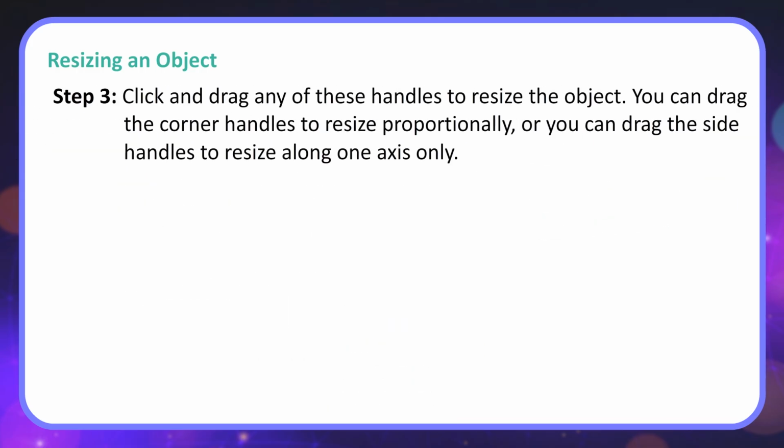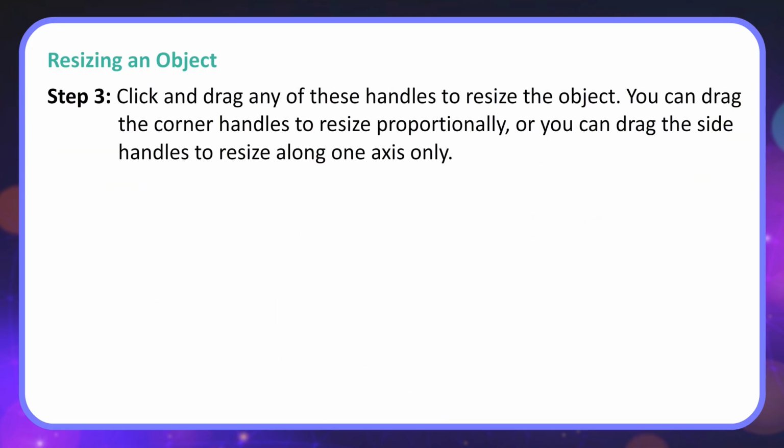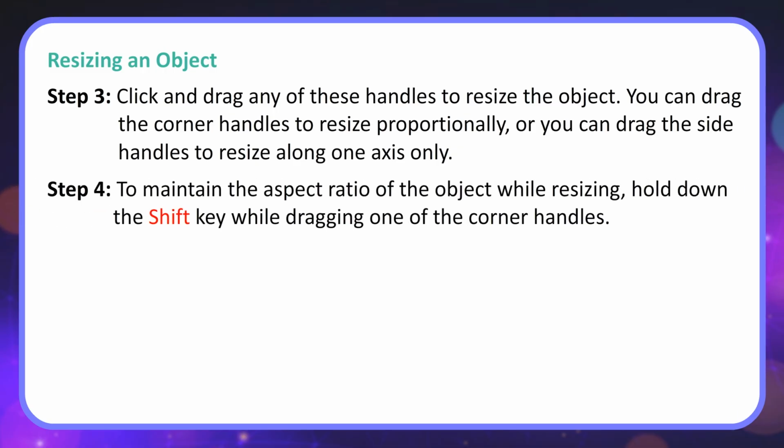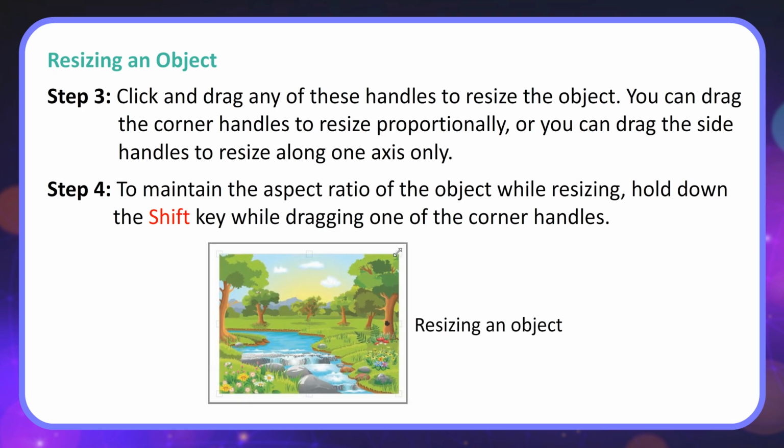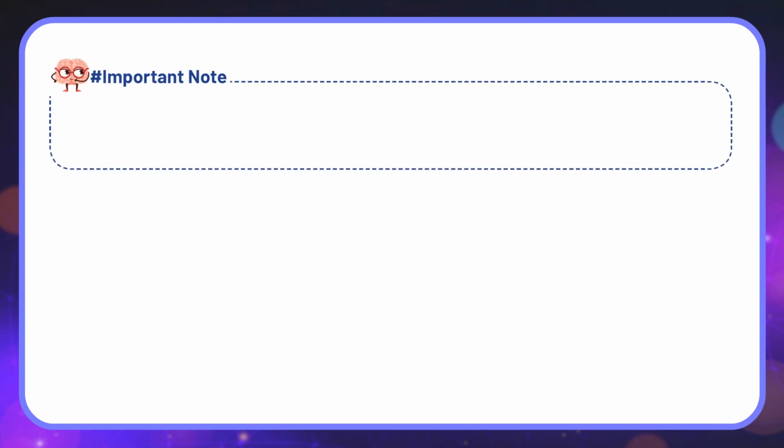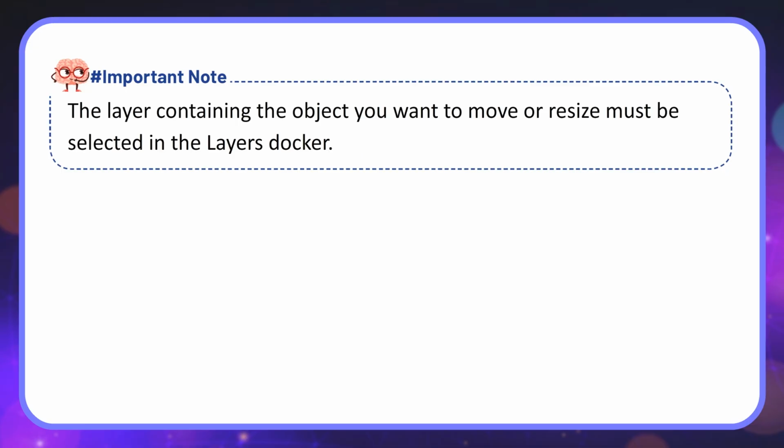Step 3. Click and drag any of these handles to resize the object. You can drag the corner handles to resize proportionally, or you can drag the side handles to resize along one axis only. Step 4. To maintain the aspect ratio of the object while resizing, hold down the Shift key while dragging one of the corner handles. Important note. The layer containing the object you want to move or resize must be selected in the layer's docker.